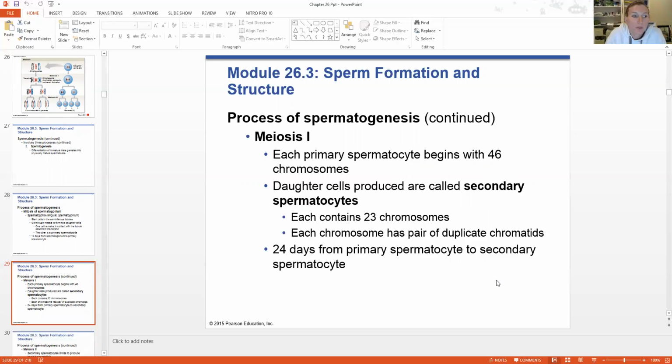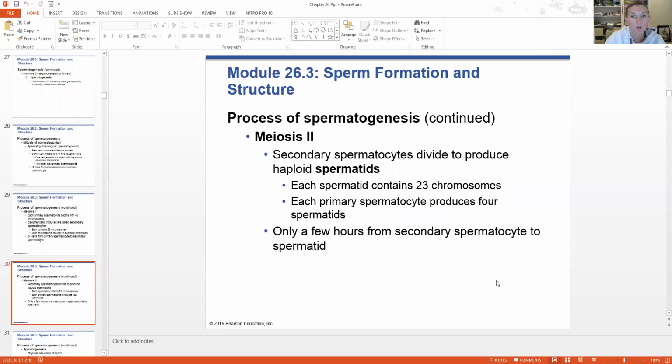So after we have mitosis, our primary spermatocyte is going to undergo these reductive divisions of meiosis. In meiosis 1, which is the first division, this primary spermatocyte, which has 46 chromosomes, divides into two cells, each containing 23 chromosomes. These 23 chromosomes are duplicated and will separate in the process of meiosis 2. So in meiosis 2, our secondary spermatocytes divide to produce the haploid spermatids. These spermatids contain non-duplicated chromosomes because they split, right? And each primary spermatocyte produces 4 spermatids, and this is a relatively quick process.